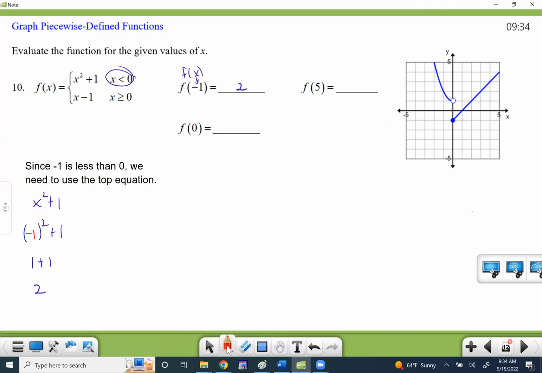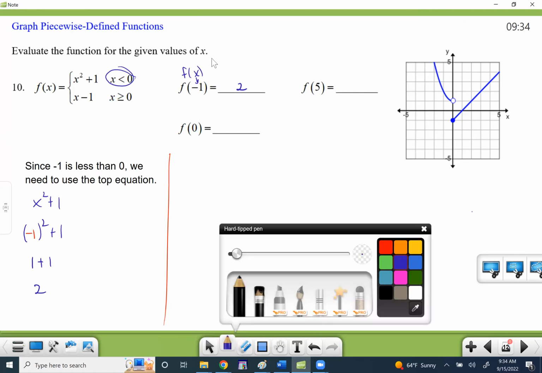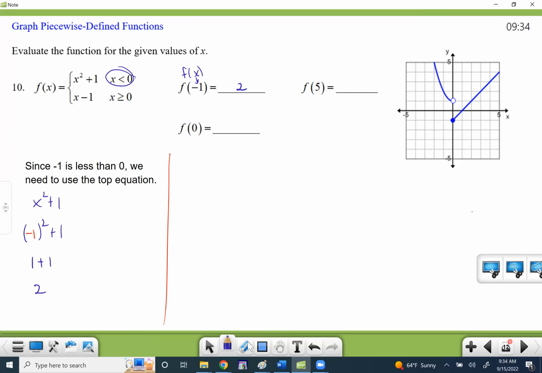Okay, so we have to figure out which one of those pieces we're going to be substituting the 5 into, right? Well, let's go over here to the right-hand side always. Is 5 less than 0? No. Is 5 greater than or equal to 0? Yes, 5 is definitely greater than 0. So because it matches or fits or belongs to this bottom inequality, then we're going to be using this function x minus 1 this time.